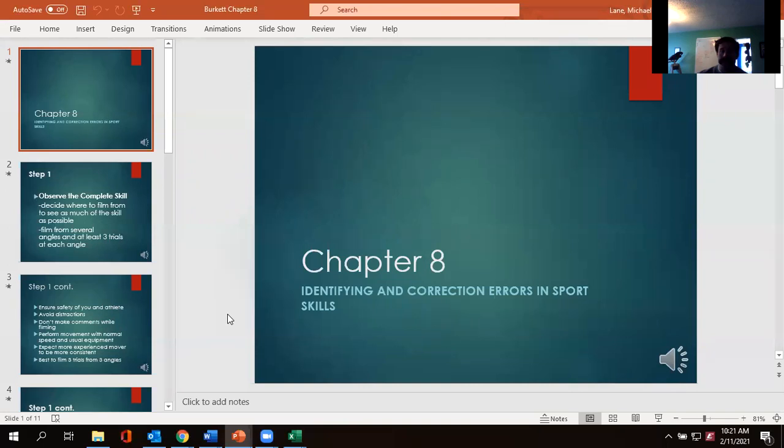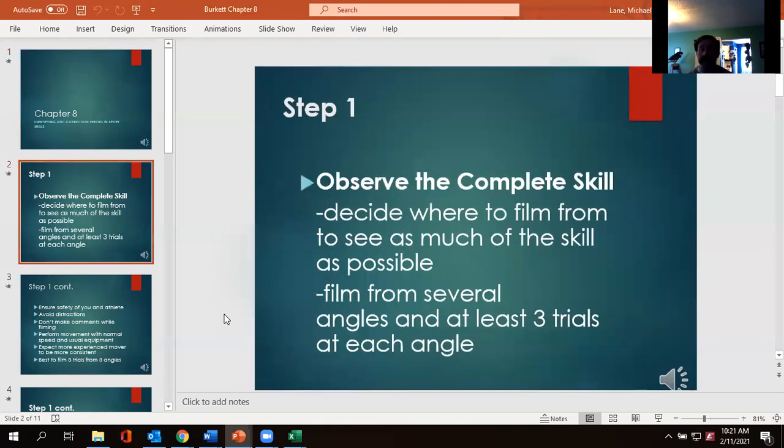So the next brief little presentation we have is, now that we've had a good way of thinking through the different phases of a movement, let's talk about how we're going to remedy any mistakes that occur whenever they're going through those movements. So the first thing we want to do is observe the movement from a number of different positions. We want to see it not just from the front, but from the side, and if we could even go overhead, even better.